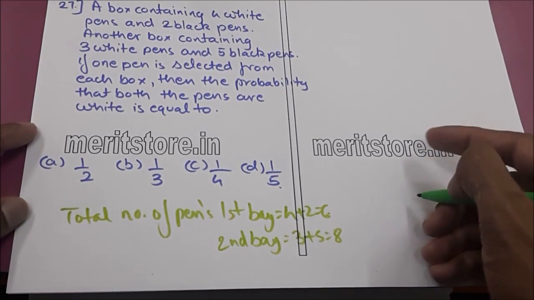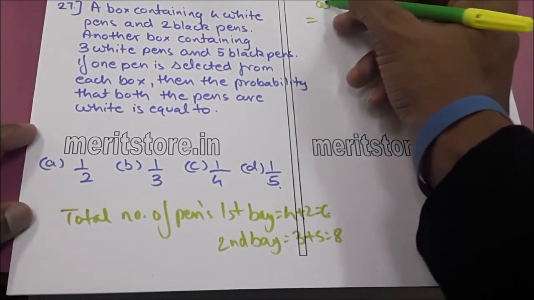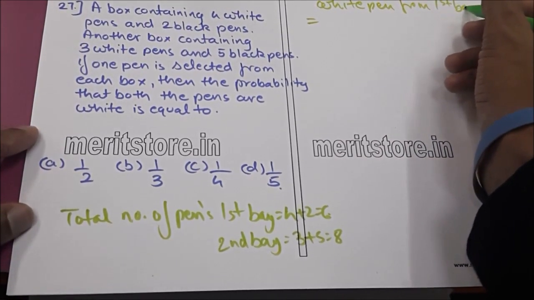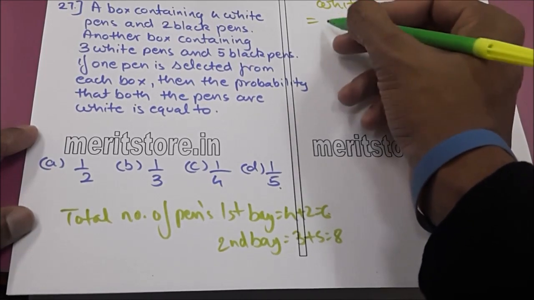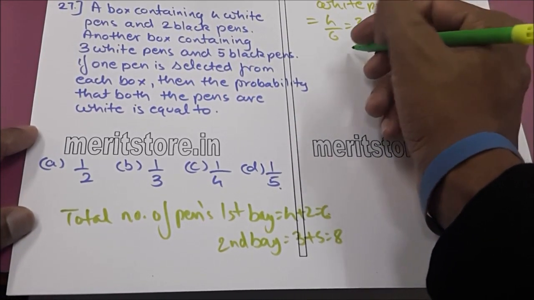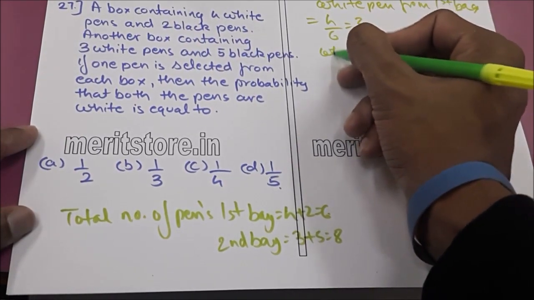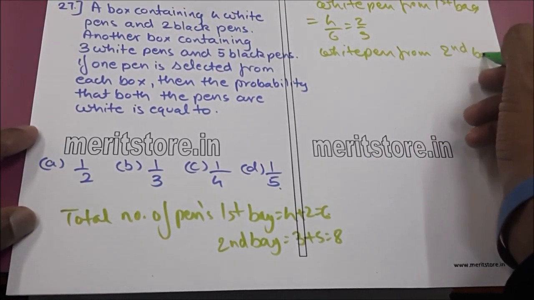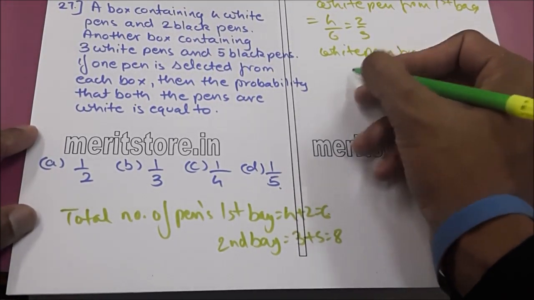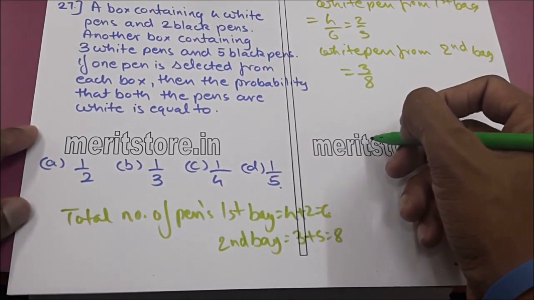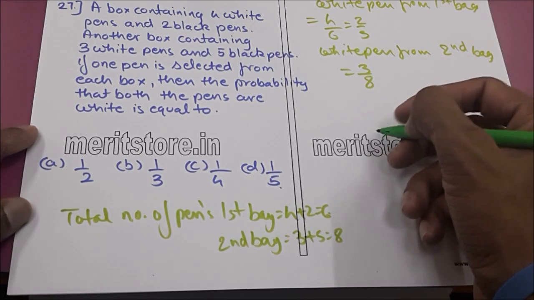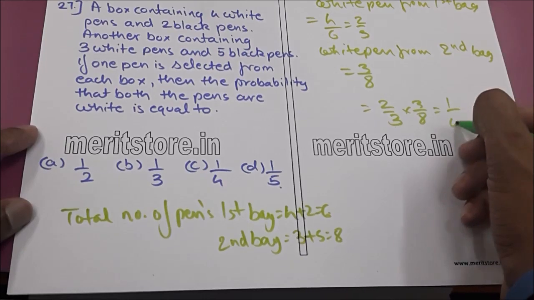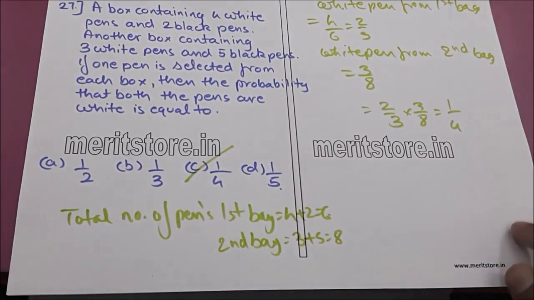The probability of selecting a white pen from the first bag is equal to 4 by 6, that is equal to 2 by 3, and the probability of selecting a white pen from the second bag is equal to 3 by 8. So the required probability that both the pens are white is 2 by 3 into 3 by 8, which is equal to 1 by 4, which is option C. Option C is the correct answer.